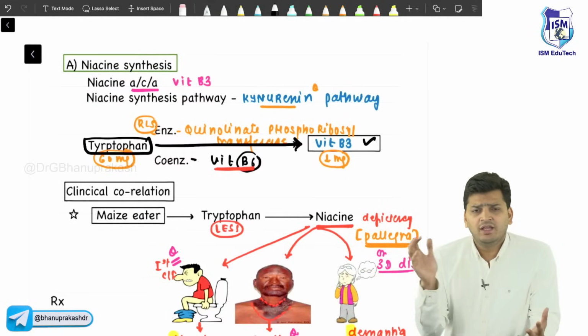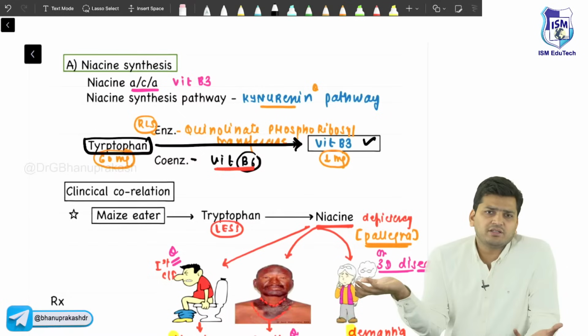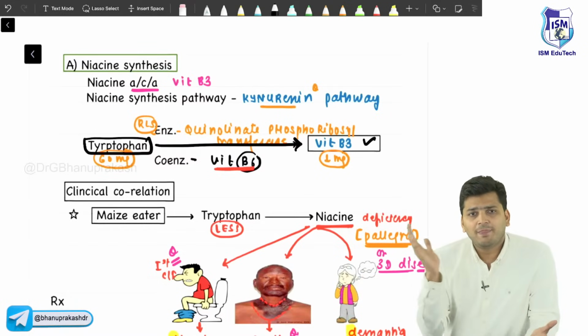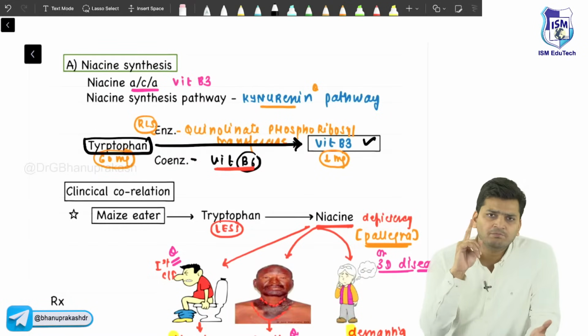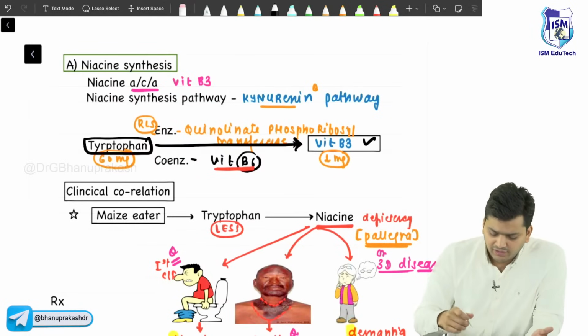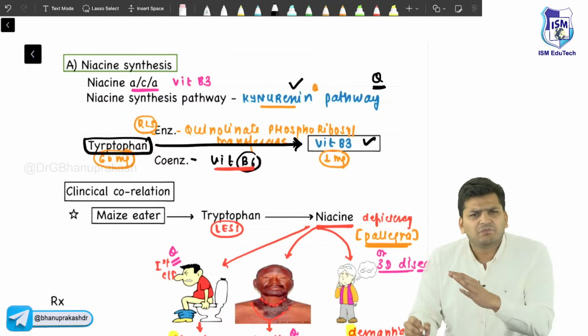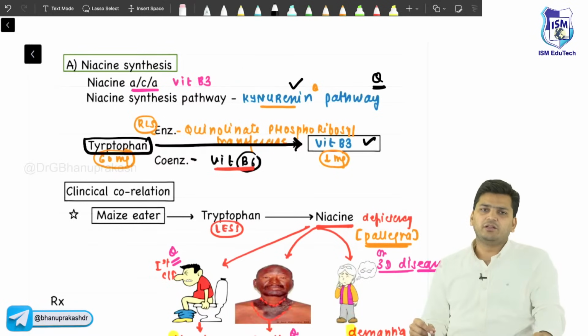ये क्या होता है? Vitamin is very simple, right? From which amino acid we can make a vitamin, that is tryptophan. Tryptophan can convert into niacin. And what is the name of this pathway? This is called the kynurenine pathway. The pathway is not important, just the name, kynurenine pathway.